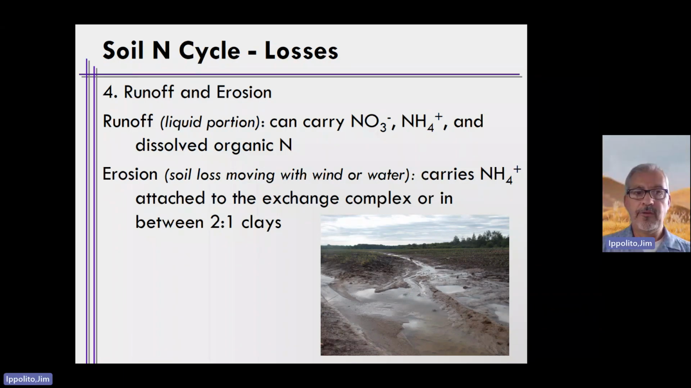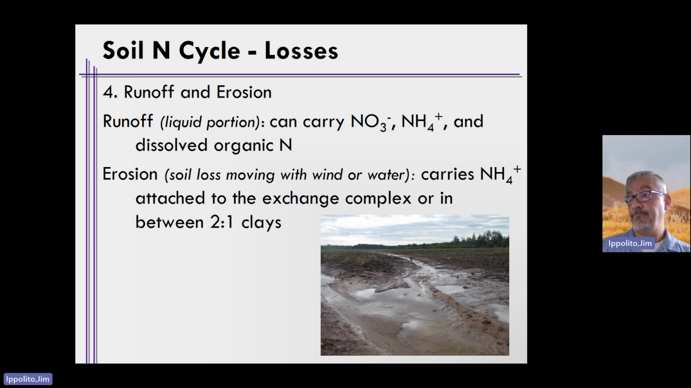Another means by which nitrogen can be lost from soils or ecosystems is via runoff and erosion. Runoff is simply the liquid portion that's running laterally off a field, like you see in the picture in the bottom right-hand corner. This can lead to loss of nitrate, ammonium, and dissolved organic nitrogen. It can also carry solid organic materials off the site that carry total nitrogen away from the site.